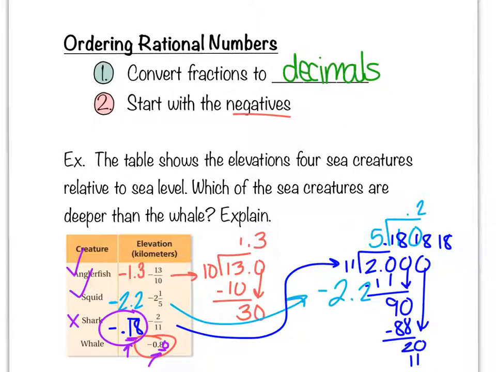A good way to think about that is, sometimes you can see whales on top of the water, but you can always see sharks. Those sharks will always swim closer to the top because you see their fins sticking out when they're hunting. So a good way to think about that. So the shark is not deeper, but the anglerfish and the squid both are for this problem.